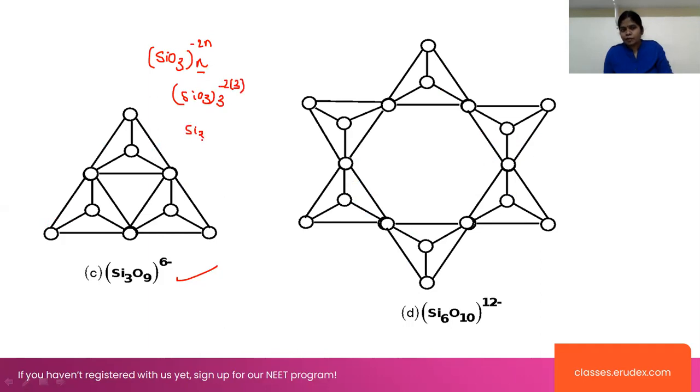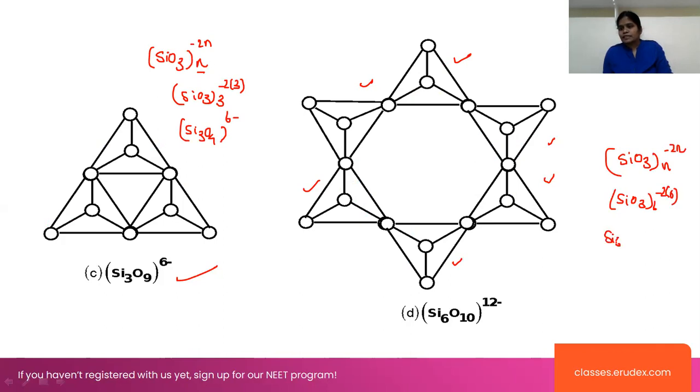Then the general formula will be Si3O9, and here it is of the 6 minus. If you are taking 1 unit, 2 units, 3 units, 4 units, 5 units and the 6th unit, then the general formula will be SiO3 to the power of 2n minus, where n is the number of units. Look, we are taking 6 units here. Then that will be represented as Si6O18 to the power of 12 minus.